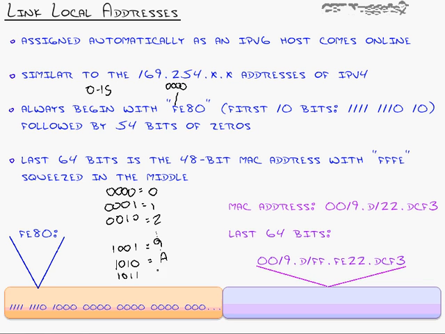1011 ends up being B. We keep going. 1100 would end up being C, and so on. You'd have 1101 is D, 1110 is E, and then finally all ones is how we end up with the F. So when you see that the first 10 bits must be 1111 for the first bits, it means that we're going to have F as the first one.